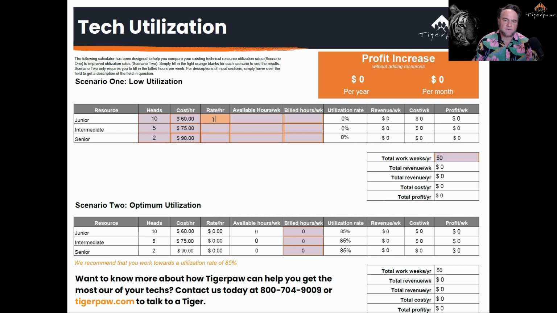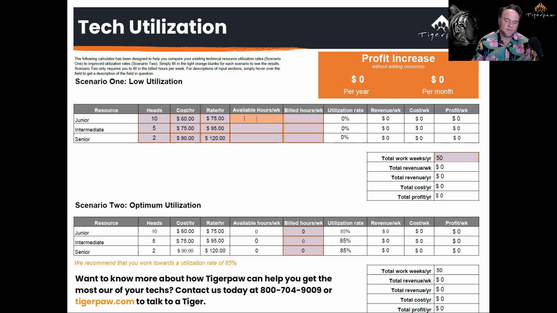Now the question becomes, what do we actually bill these technicians out for? And we'll say here that for the junior rep that we bill out $75 per hour, and that for an intermediate, $95 per hour, and for our most senior, $120 per hour.